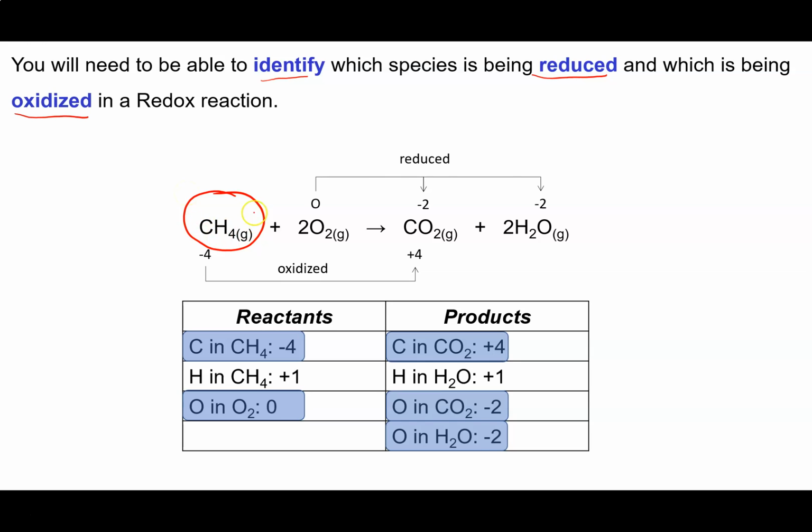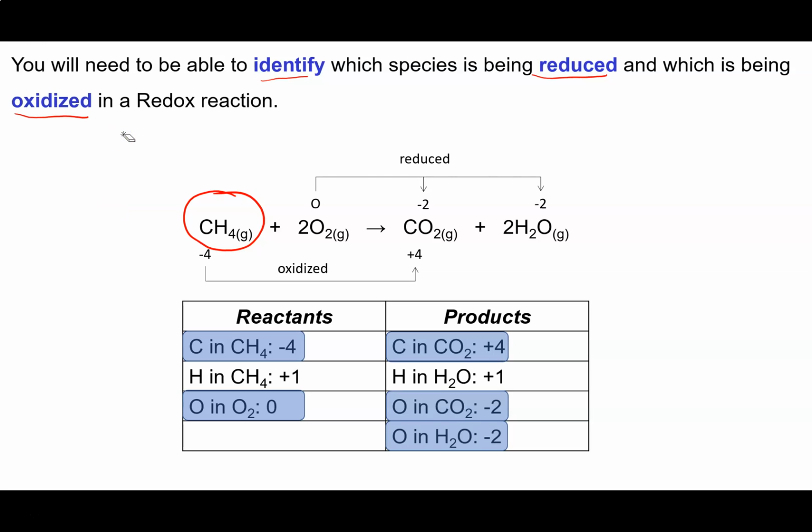Notice that the convention is that the whole reactant, the compound that contains the atom that is being oxidized, is identified as the species that is being oxidized. You don't say carbon is oxidized, because it actually doesn't make any sense, because there is no carbon present. There's only carbon in methane. So you could say the carbon in the methane is oxidized, but that's too much. We just tend to say the methane is oxidized.